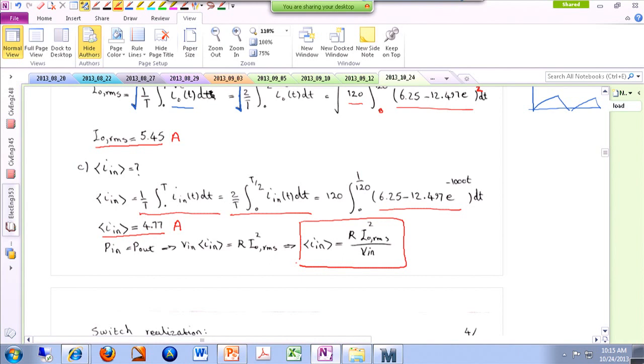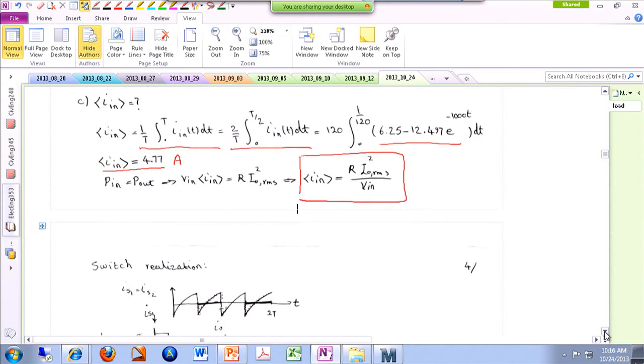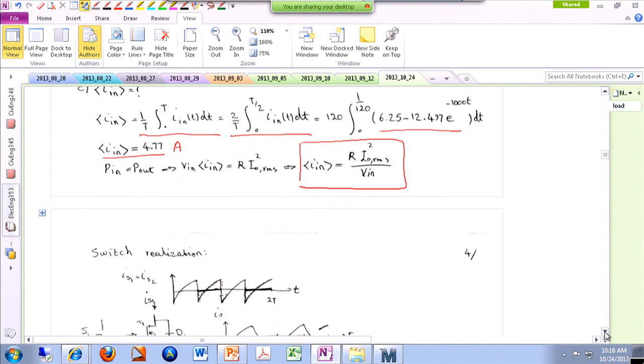All right, so this was a numerical example. Pretty much everything is simple, straightforward. And let's talk about switch realization. Switch realization means we know what kind of voltage and current the switch has to be able to handle. What is the physical implementation of the switch? Is it an IGBT? Is it an IGBT in parallel with a diode? Is it an IGBT placed in series with a diode? Those kinds of things.